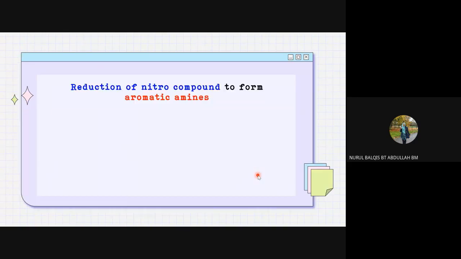Okay, so the reactions involved in the preparation of amines, we have four altogether. The first one is reduction. Okay, before this we learned that reduction only happened to carboxylic acid and aldehyde, is it? And ketone. Yes. Okay, involving carbon double bond O. Okay, now you can also do reductions. Reductions of what? Reduction of nitro compounds.